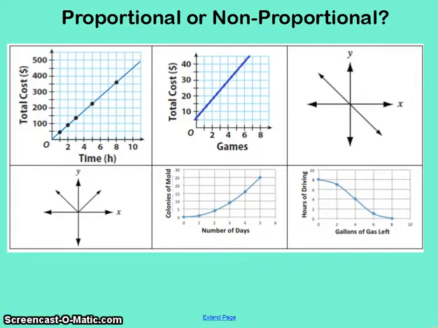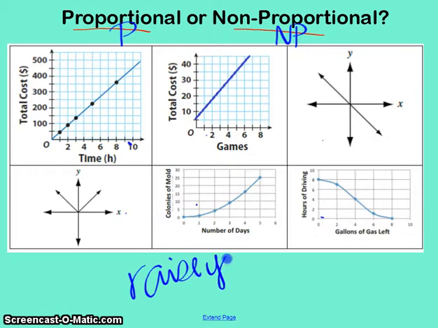Alright, so what I want you to do is take that information that I just gave you, and please make sure you're looking at your note page, these 6 graphs, tell me if they are proportional or non-proportional, and you can abbreviate. So on each one, you can either put P for proportional or NP for non-proportional. After you get all 6 of those labeled, please make sure you raise your hand so that I can come by and check your work.